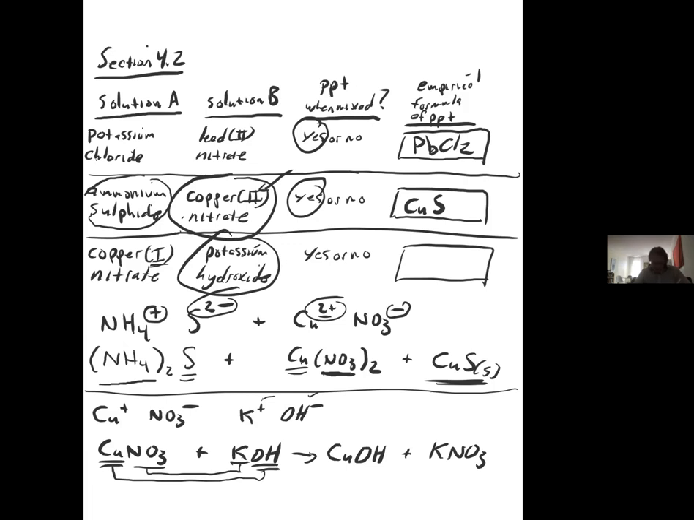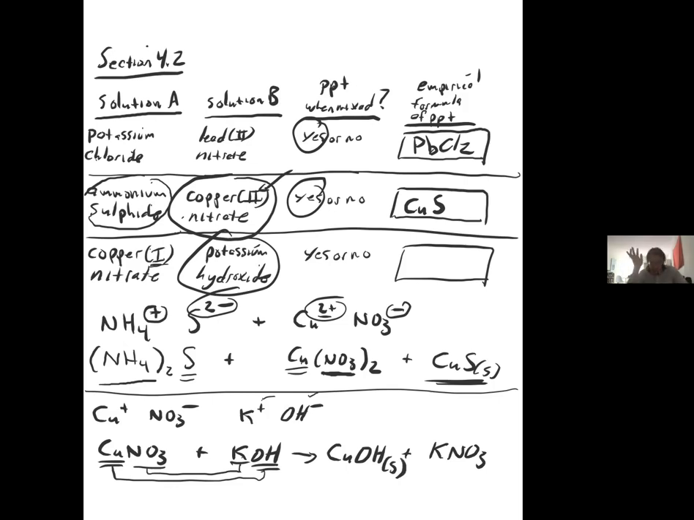Now, solubility guidelines. Copper hydroxide. There is a rule about hydroxide: insoluble, meaning a precipitate. Remember, insoluble means precipitate, unless you're with lithium, sodium, potassium, rubidium, cesium, or ammonium. But this is not one of those ions. Copper is a different ion, so there's your solid.